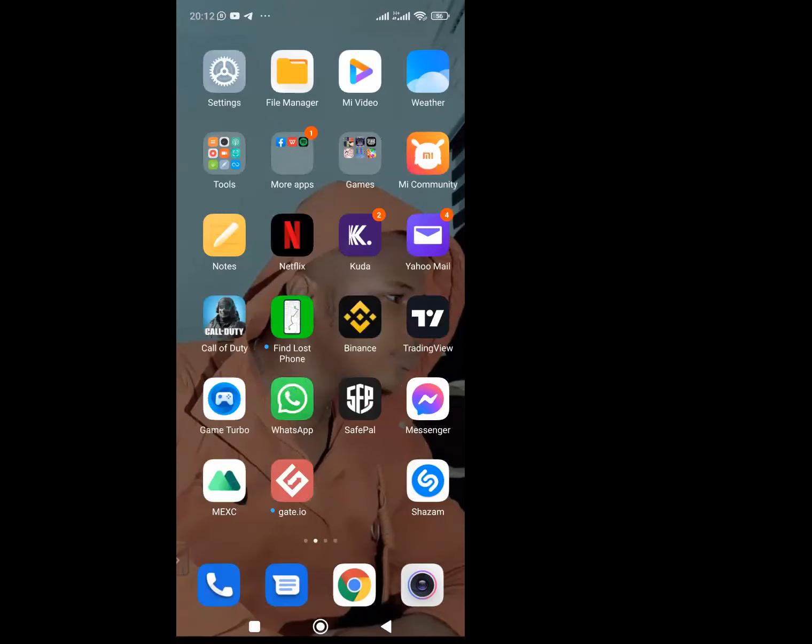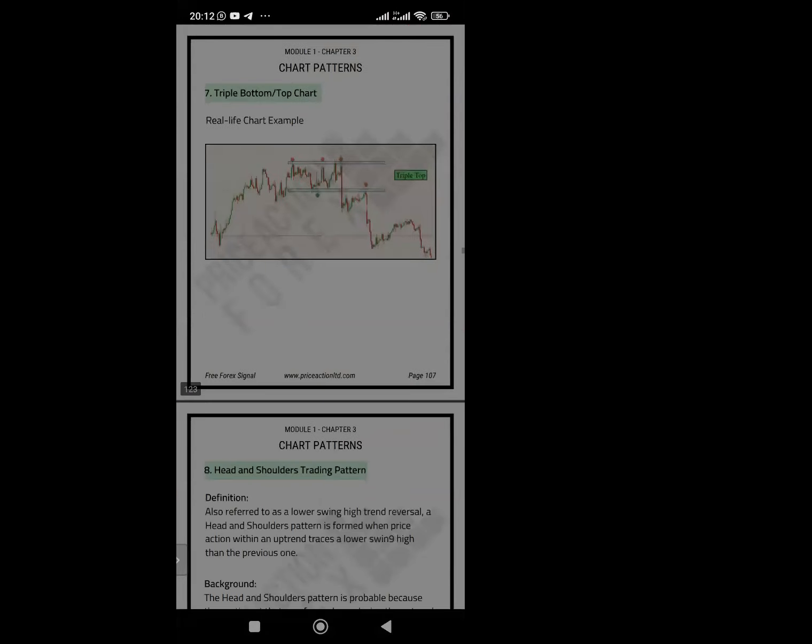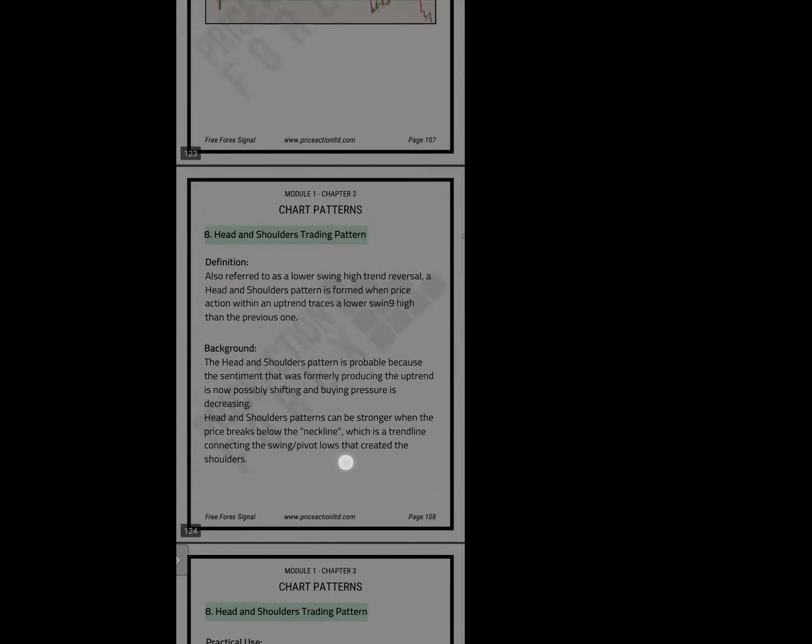All right. So yesterday, the last thing we discussed was the triple top and triple bottom pattern. The next thing on our list is the head and shoulder pattern. We have two types of head and shoulder pattern: the head and shoulder pattern and the inverted head and shoulder pattern.